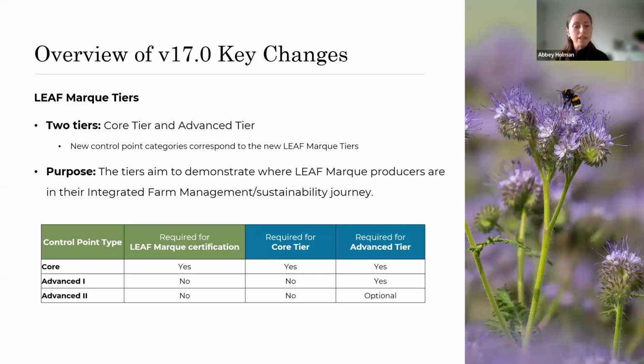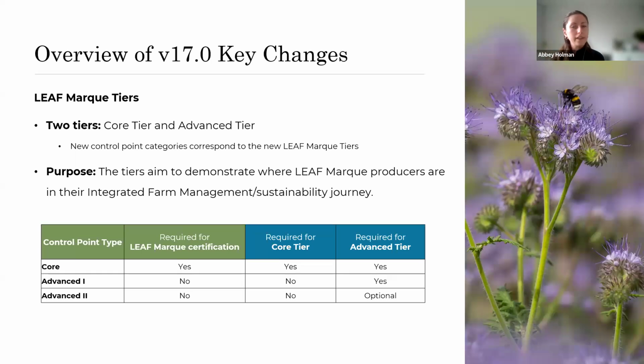And really the purpose of this, as well as the purpose of moving to the core and advanced approach with the requirements, is to demonstrate that leaf mark producers might be at different stages in their integrated farm management or sustainability journey. And this will really provide a way for producers to demonstrate where they are in that journey, what they're achieving, provide opportunities or ideas for continuous improvement, and potentially making that continuous improvement pathway a bit more clear or supportive.